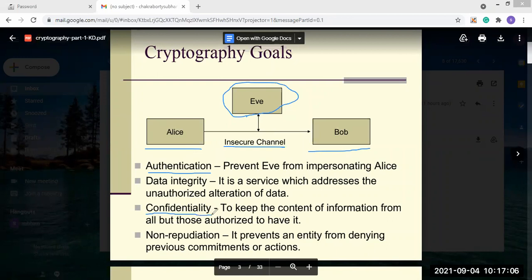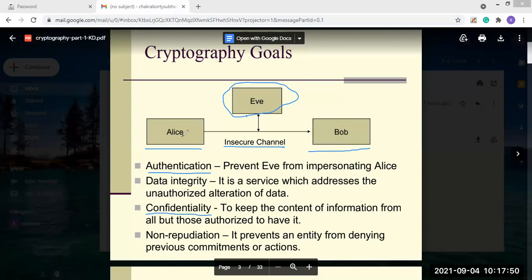Then after that, confidentiality. The next goal is confidentiality. Confidentiality is to keep the content of information from all but those authorized to have it. That means the message sent from Alice can only be accessed by Bob. No other person can access that message. Whatever message the source sends can only be accessed by the intended receiver. No other can access that intended message. This is confidentiality.